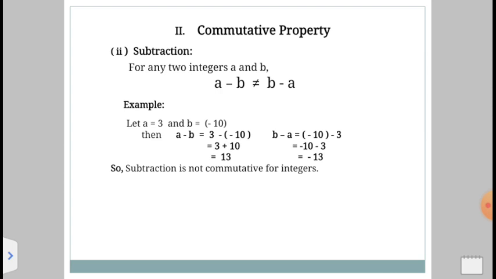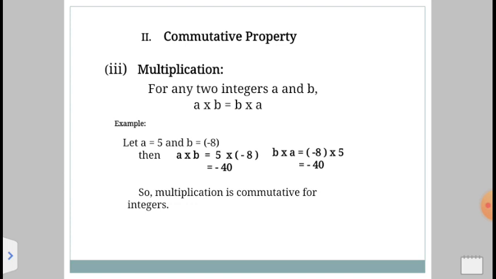Now let's check with another example. Let a is equal to 3 and b is equal to minus 10. Then a minus b is equal to 3 minus minus 10. Minus into minus plus. So 3 plus 10, 13. Whereas b minus a, minus 10 minus 3. Both have same signs, no? So you have to add. Minus 10 minus 3 is minus 13. 13 and minus 13 are not the same. Therefore, you can find that a minus b is not equal to b minus a. So, subtraction is not commutative for integers.